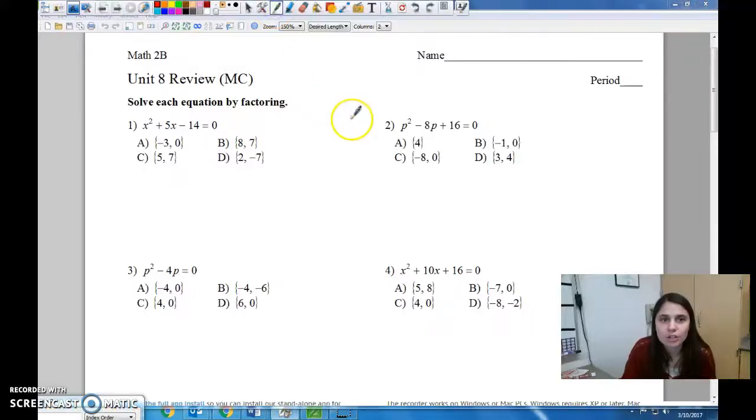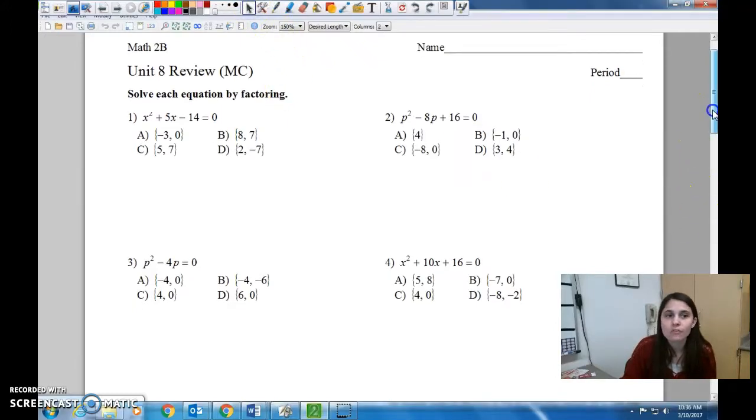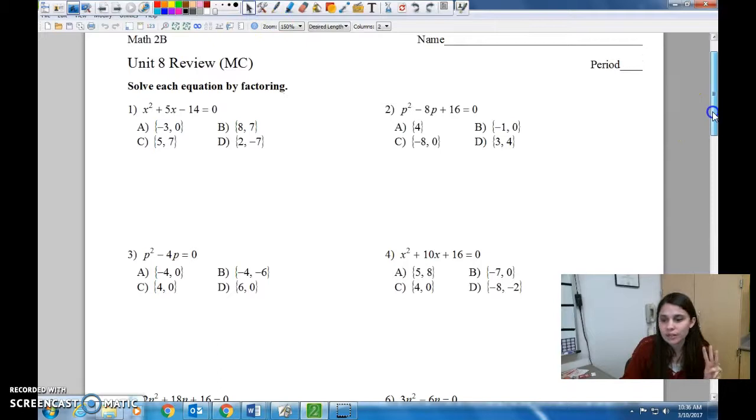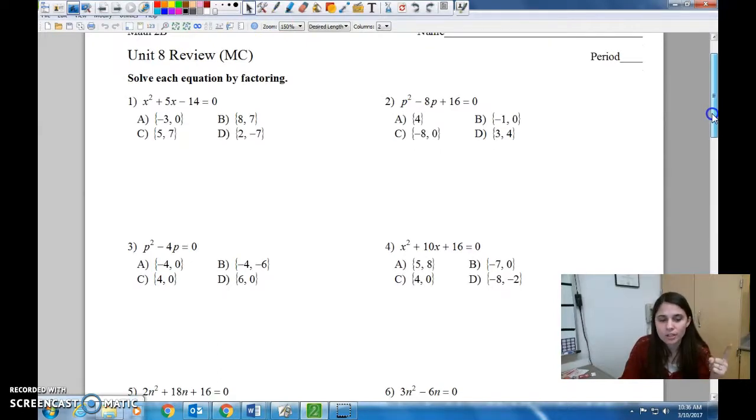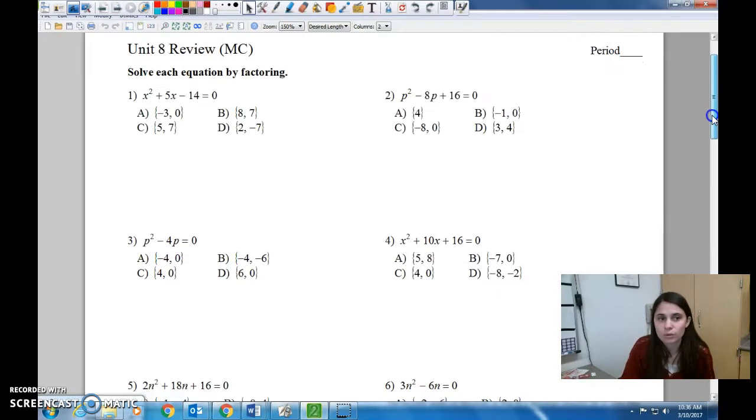All right, I'm just going to do a review for Unit 8, and I'm going to go through the review that either you received in class or you can print it on the website. So starting on the multiple choice side, which is all factoring, there's really three different types of factoring: greatest common factor, factoring when A is equal to 1, and factoring when A is not equal to 1. So you kind of have to be able to tell which type you're looking at as you go through.